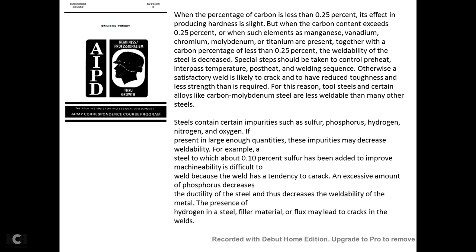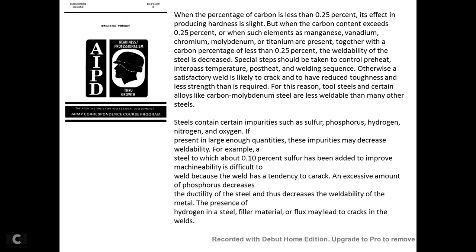When the carbon content exceeds 0.25%, or when the elements manganese, vanadium, chromium, molybdenum, and titanium are present together with the carbon, weldability of the steel is reduced, and special steps should be taken to control the preheat, interpass temperature, post-heat, and welding sequence. Otherwise, satisfactory welds are likely to crack and to have reduced toughness and less strength than required.